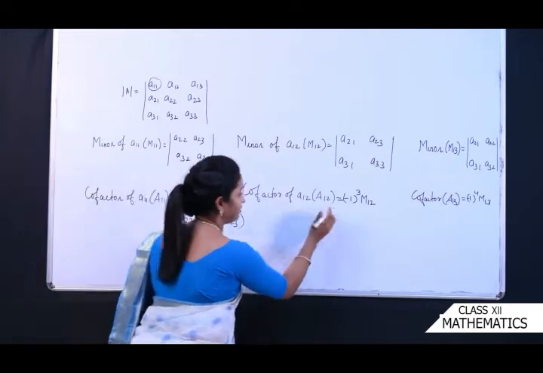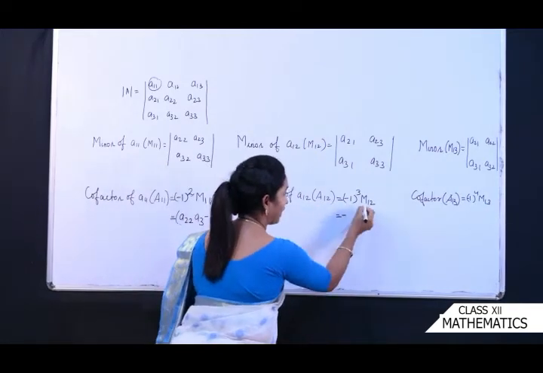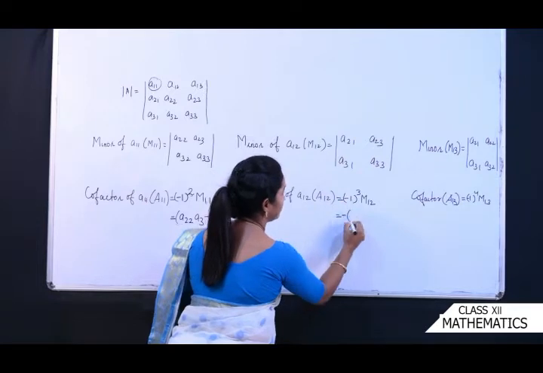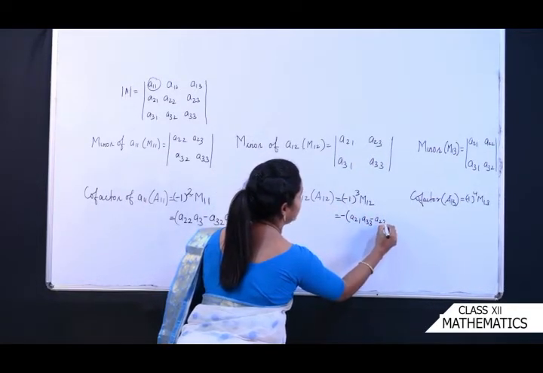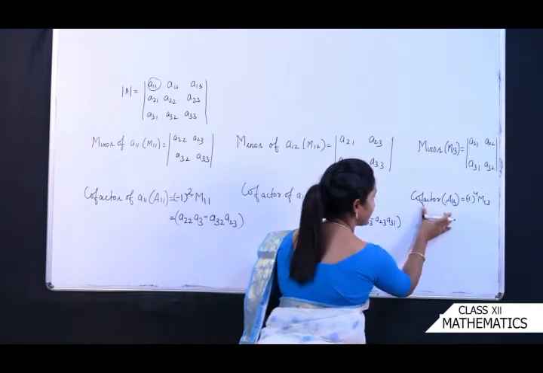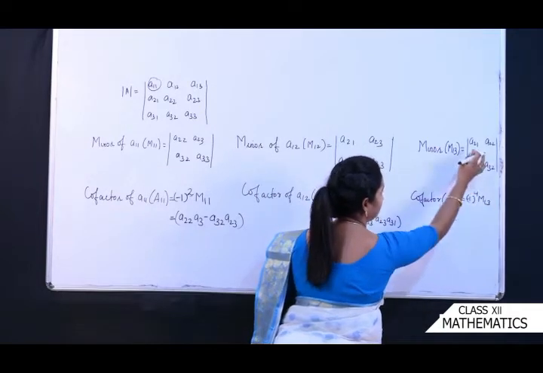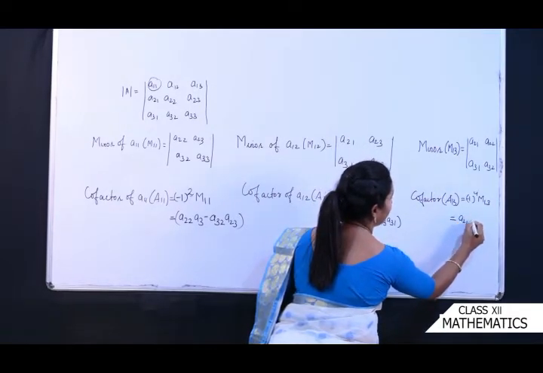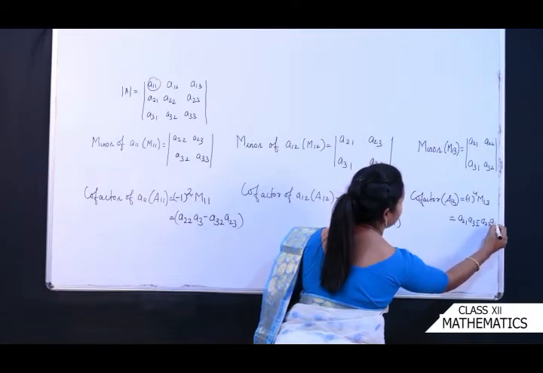Now look at here again. -1 the whole cube means minus of M12. M12 means what you'll get? A21 A33 minus A23 A31. Okay, again come here. यहाँ पे क्या होगा? -1 to the power 4, माइनस नहीं रहेगा, M13 that means A21 A32 minus A22 A31.